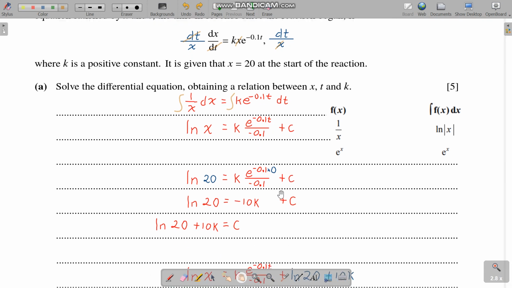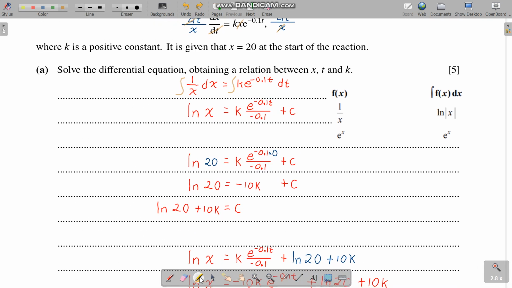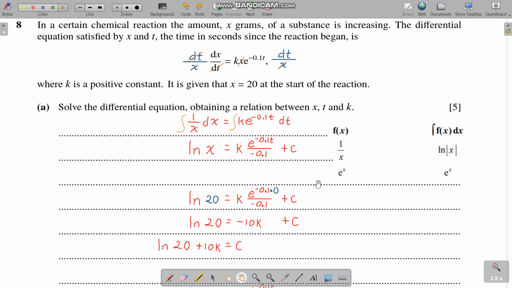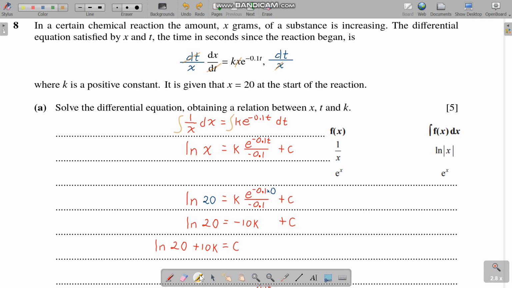So we're done with the differential equation because this is the general solution, but now we have to find the value of c using the boundary condition. Here x equals 20 at the start. At the start means when the time is 0. So we replace the time with 0 and replace the x with 20. So what we get is e to the power of 0, which is 1. 1 divided by minus 0.1 is minus 10. So c is ln 20 plus 10k.